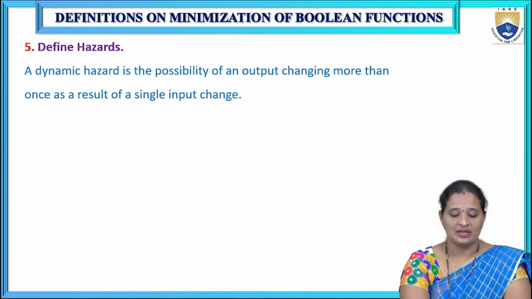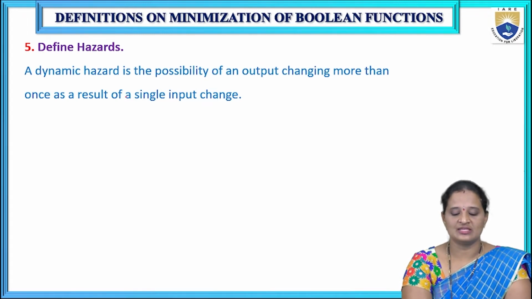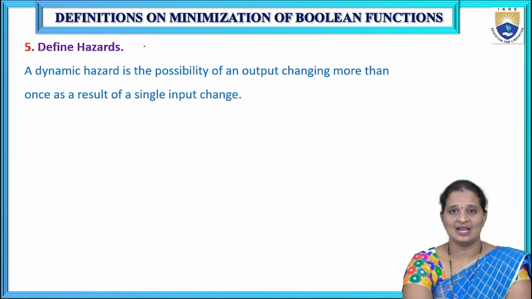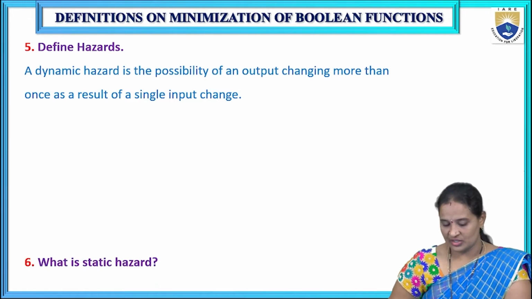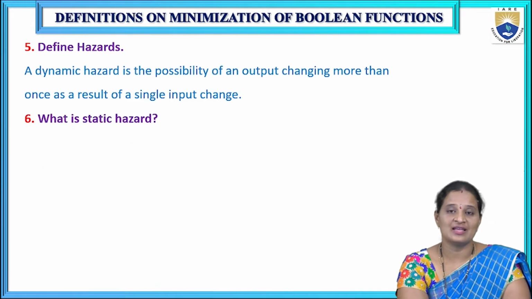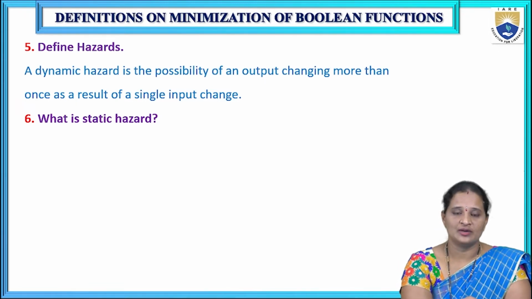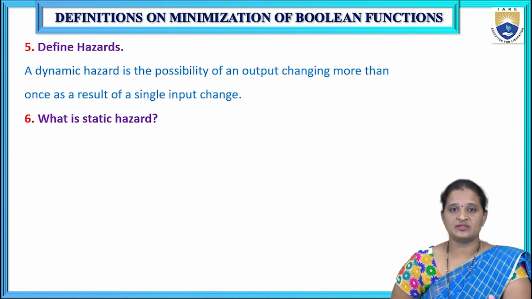Hazard is nothing but the dynamic hazard is a possibility of an output changing more than once as a result of single input change. Or else we can also define the hazard as unwanted transients present in the output with respect to the changes in the input state, which leads to the malfunctioning of the circuit. So that means hazard can be defined as unwanted transients that can happen in the output with respect to the changes in the input variables. So we have two types of hazards here.